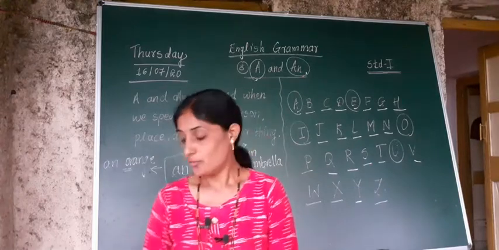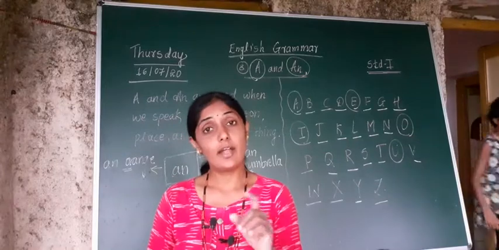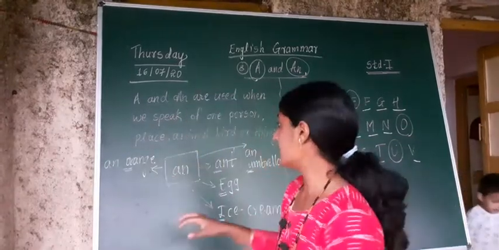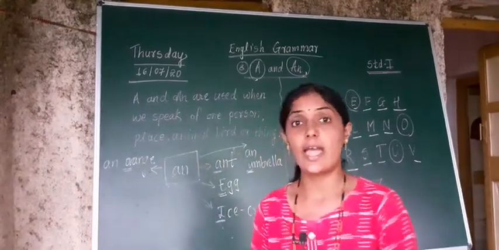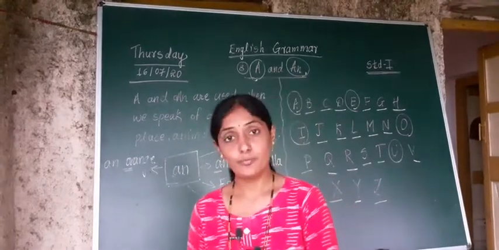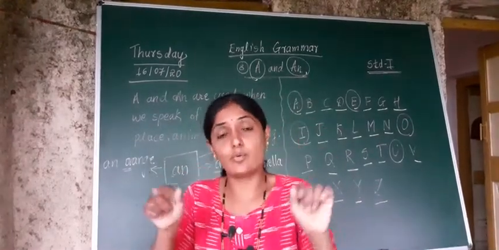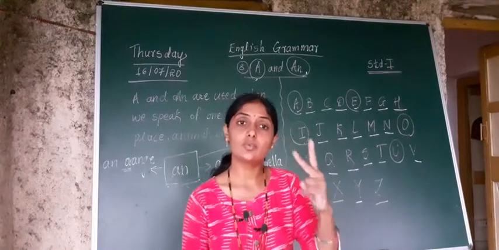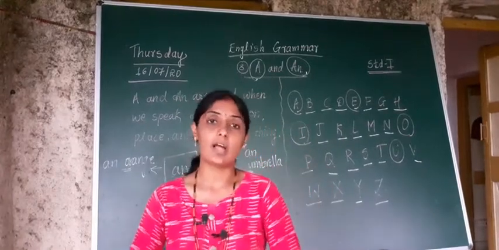Okay. What you have to do today is write down those sentences. What sentences? When A is used, when an is used. I have shown you the photo of the book, or I will send you the photo of that book, and you have to write down those 2 sentences 2 times in your English grammar notebook.